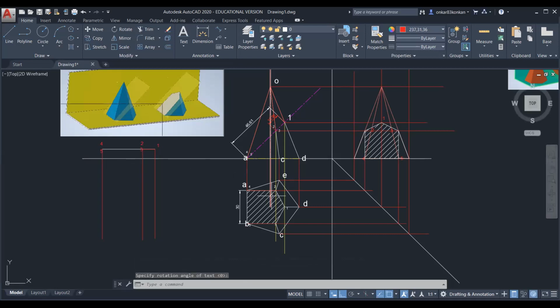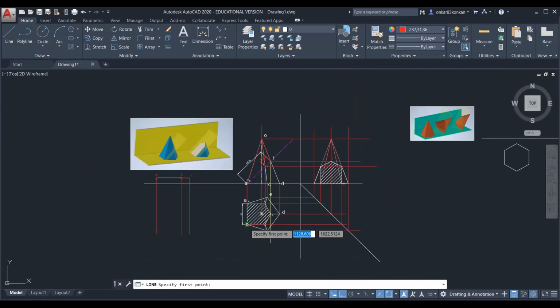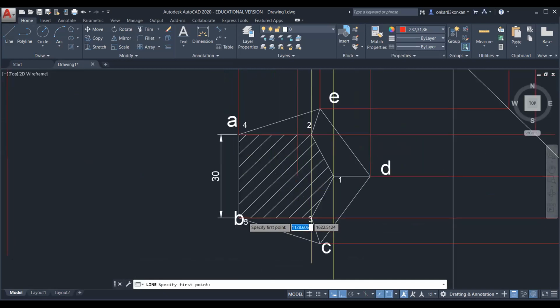Now take the projector directly from the top view. If you observe the true shape and the side view, this width will remain the same. Only this length will change in the true shape. So you can take the projections directly from the top view for the width.